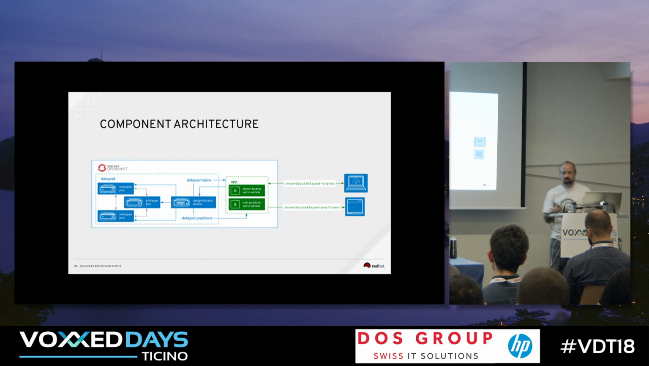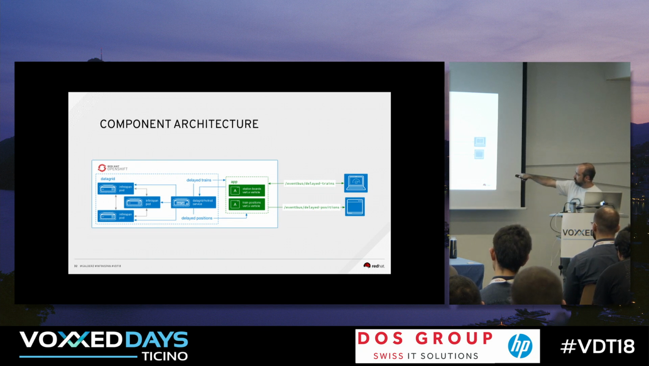Then this data about delayed trains is also going to be fed to another part of our system that is going to say, not only do I want to know which trains are delayed, but I want to know which positions. So it's going to get that data about delayed trains, take the data about train positions, which is also going to be fed into our data grid, and then that is going to be pushed into another WebSocket here.